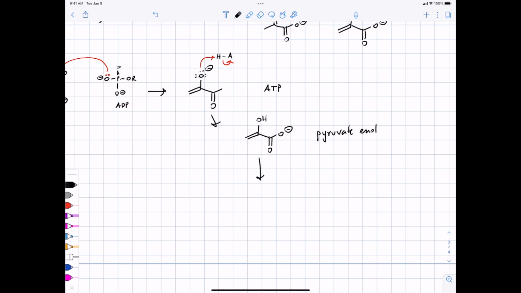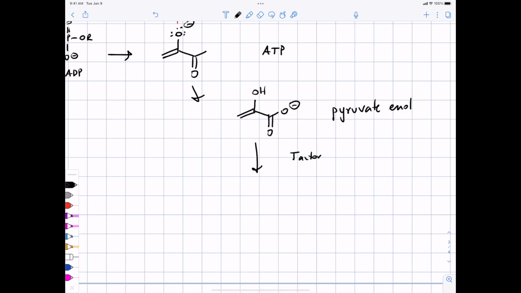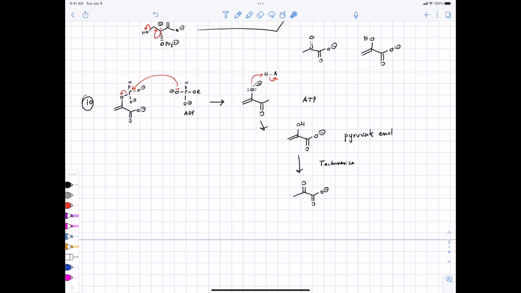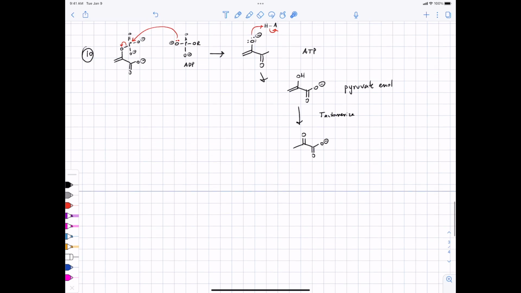And I'm not going to show you the mechanism of that tautomerization process because you can draw it. One of the things that provides the driving force for this reaction is that it's downhill in energy to tautomerize from the enol to the ketone. All right. So this is the more stable keto form of pyruvate, except we're having a hard time spelling.